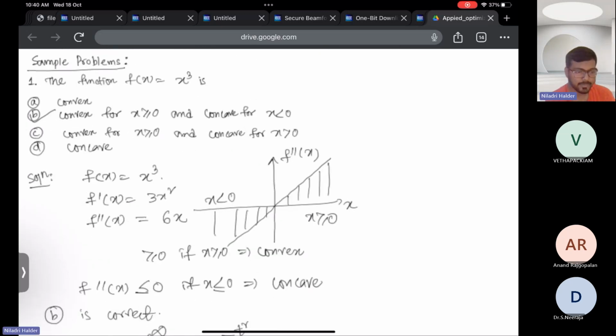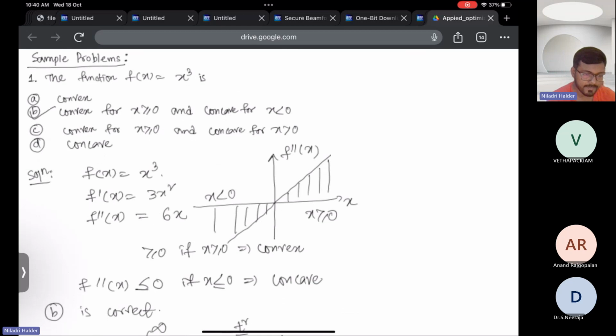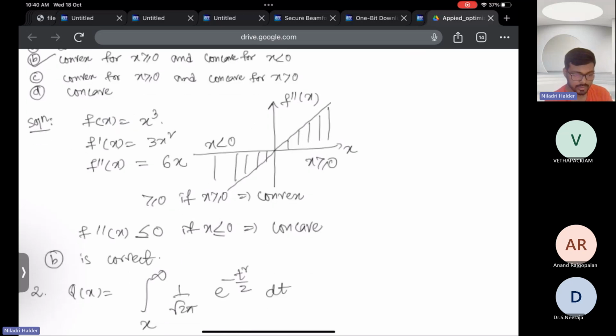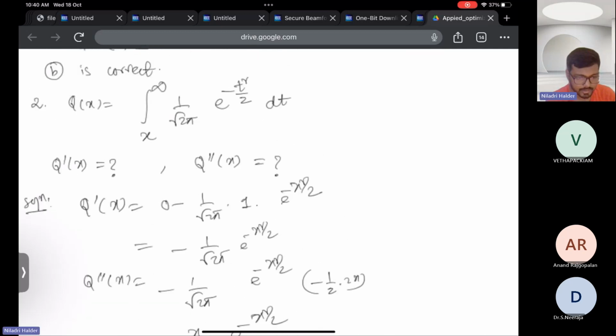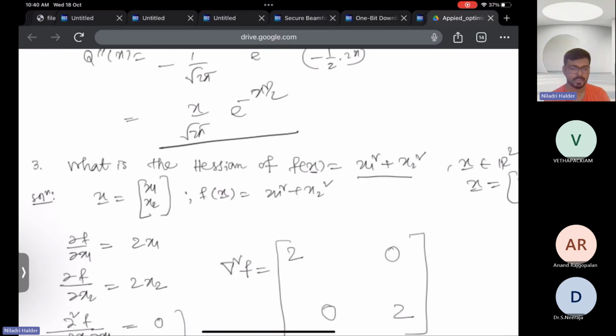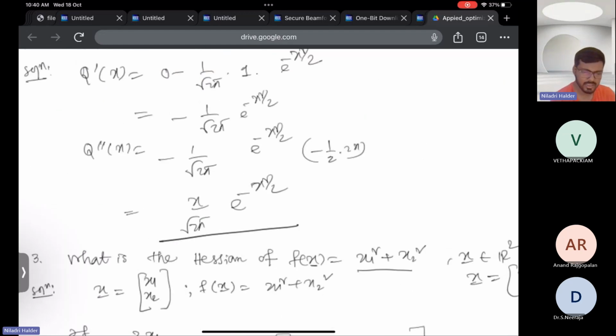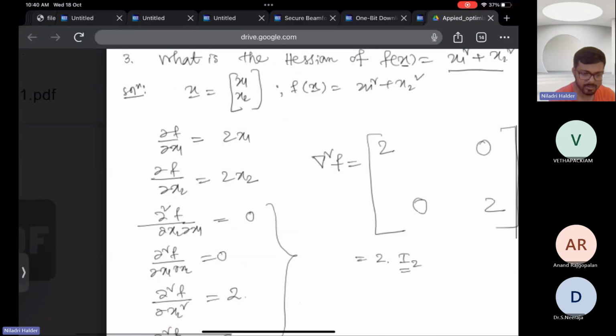So there are some sample problems. The function x cubed is a convex function for x greater than or equal to 0, and a concave function for x less than 0. That is shown here. Then q(x) is this expression. What are the values of q'(x) and q''(x)? Those are shown. The professor has already taught this.